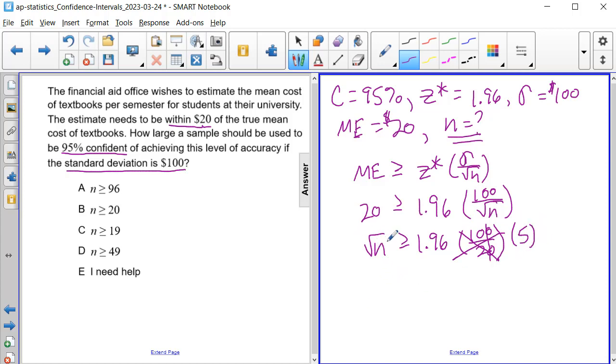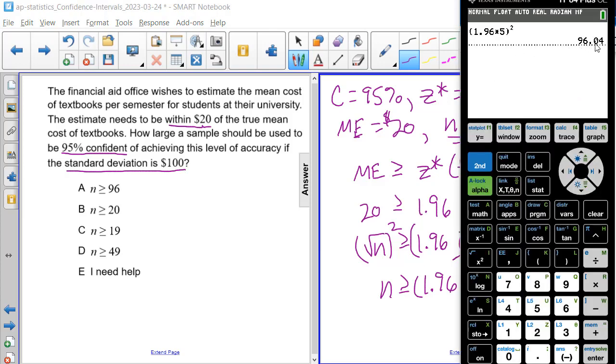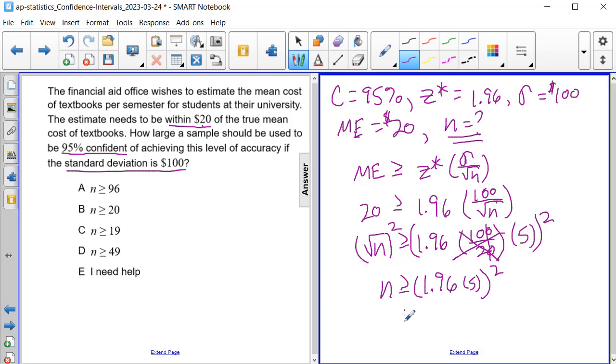And then if we multiply these values together, that will give us the square root of n, but we need to square this value. So n is greater than or equal to 1.96 times 5, squared. And if we put that into a calculator, we get that n must be greater than or equal to 96.04.